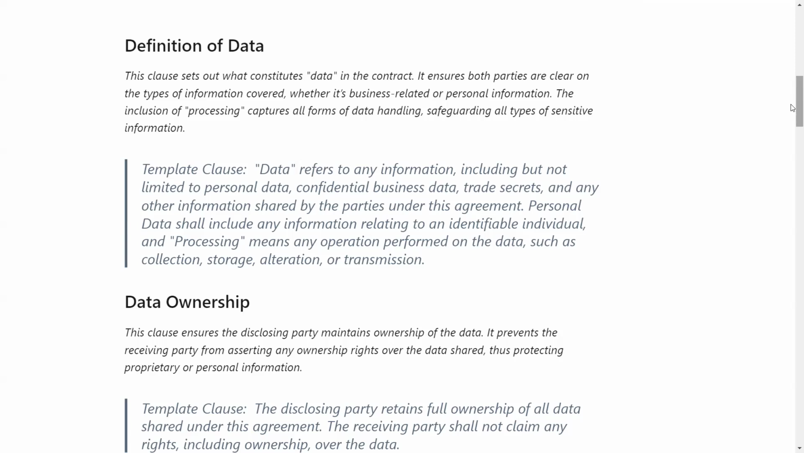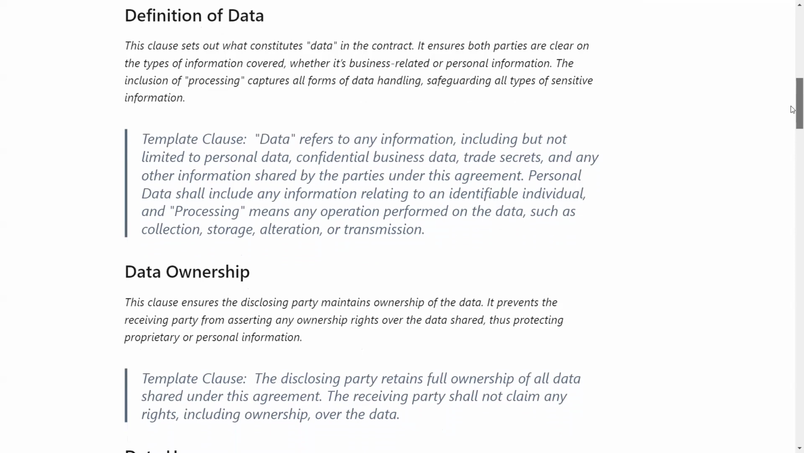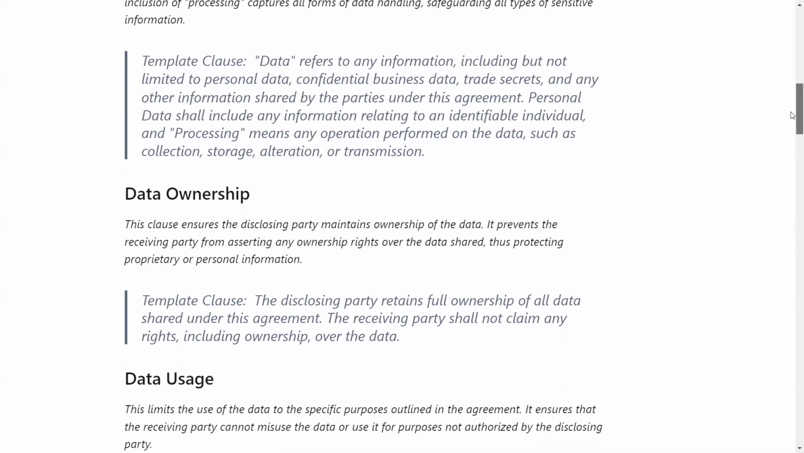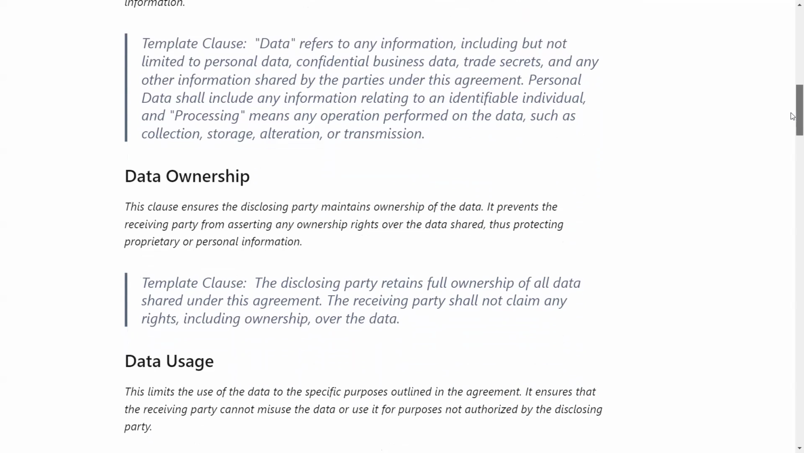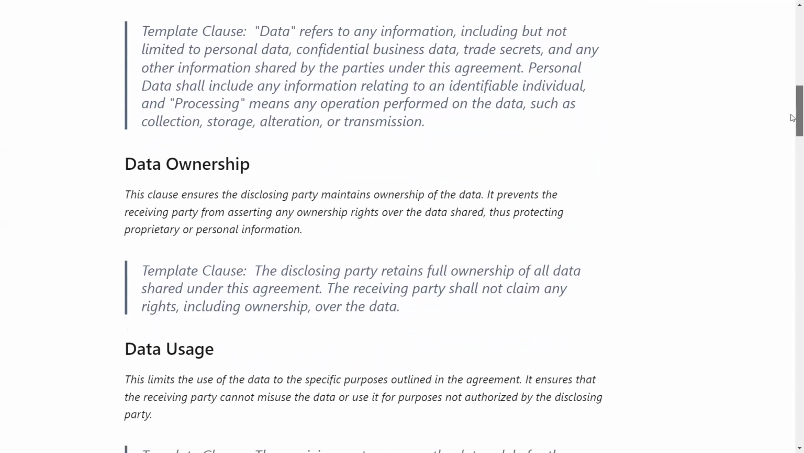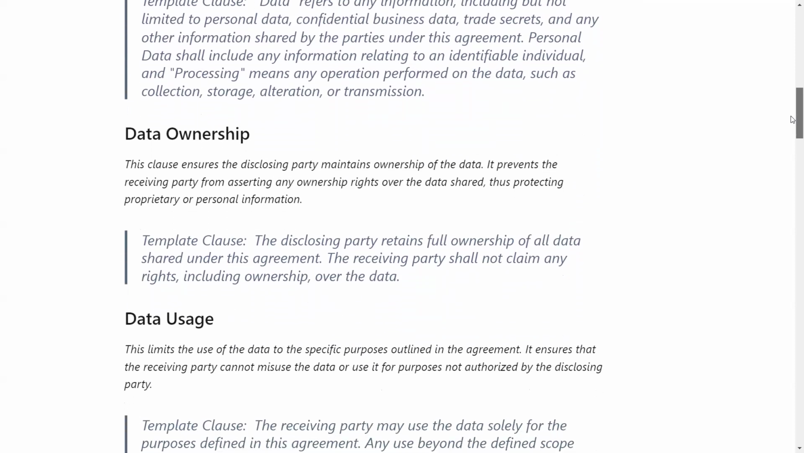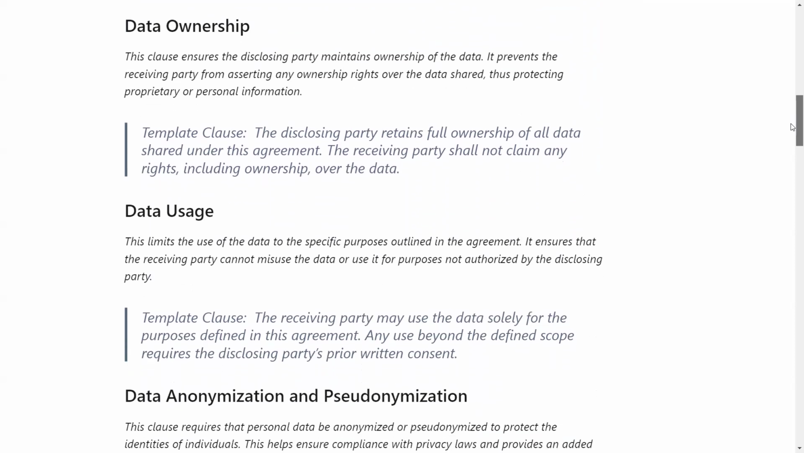The template clause: Data refers to any information, including but not limited to personal data, confidential business data, trade secrets, and any other information shared by parties under this agreement. Personal data shall include any information relating to an identifiable individual, and processing means any operation performed on the data, such as collection, storage, alteration, or transmission.